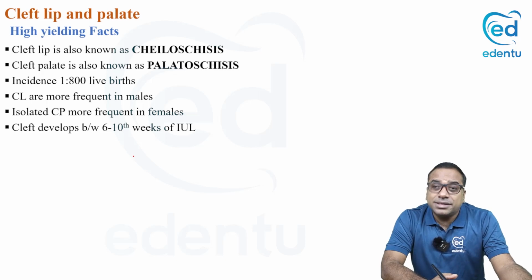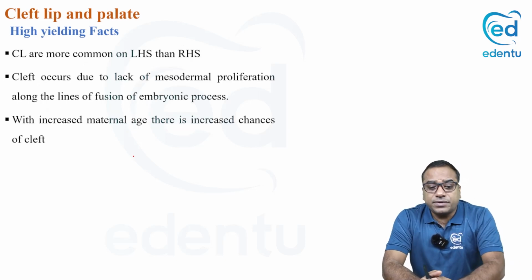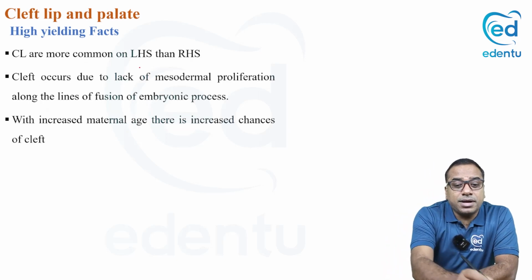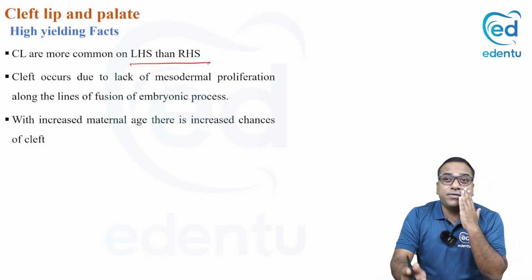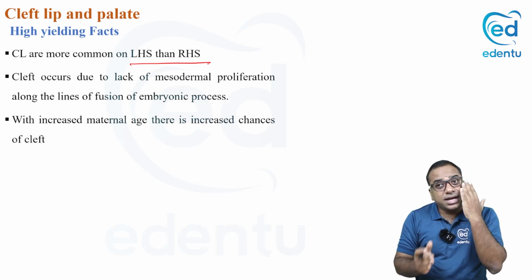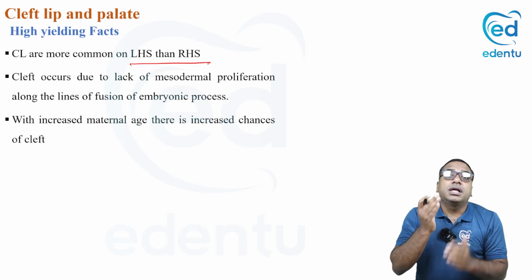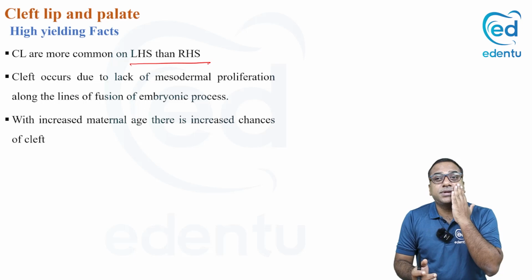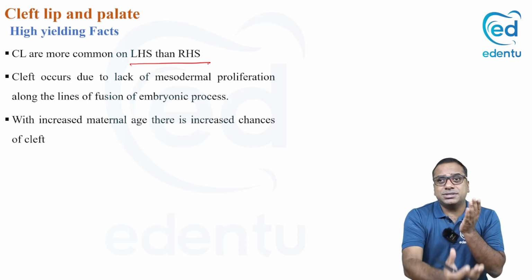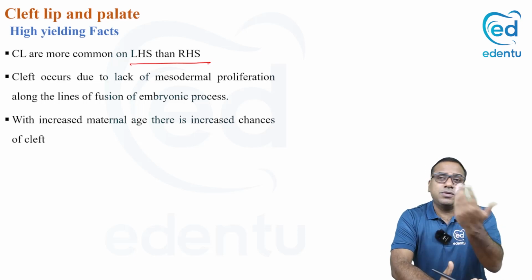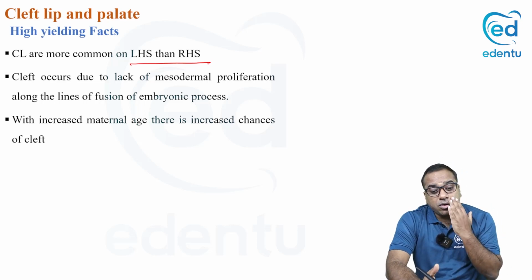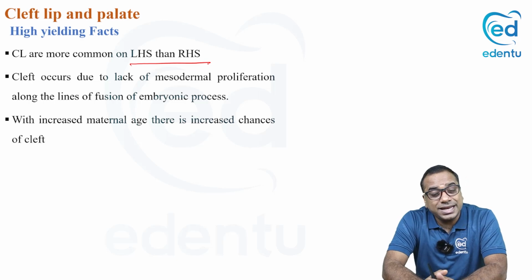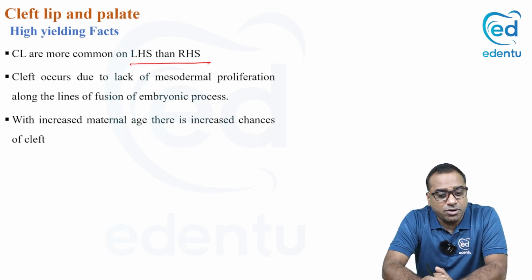Okay, and some other high yielding facts: cleft lips are more common on the left hand side than on the right hand side. So now this is my left hand and this is my right hand. If you are looking from the opposite side, it will be the other one, because we both are sitting opposite to each other. So cleft lips are more common on the left hand side than the right hand side. Again, an MCQ can be made on this.